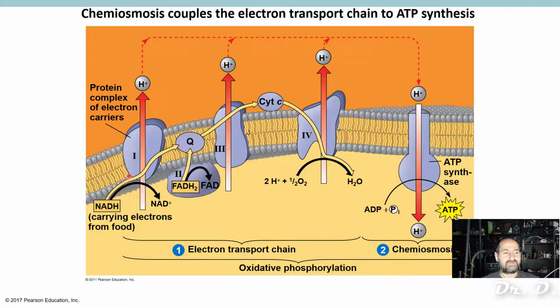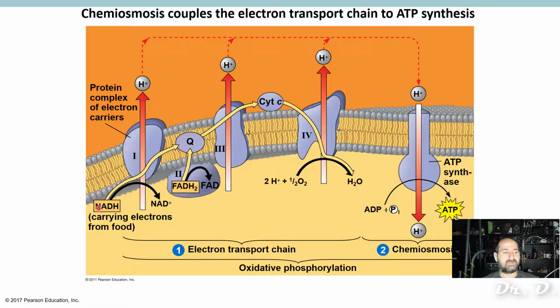NADH drops off its 2 electrons. Those electrons move spontaneously through the electron transport chain. A spontaneous process releases energy. That energy is being used to pump protons, complexes 1, 3, and 4 pump protons into the intermembrane space for eukaryotes, or to the outside of the cell if it's a prokaryote. Those protons then, remember, force their way through ATP synthase, causing it to spin, and that's what provides the energy to make ATP.